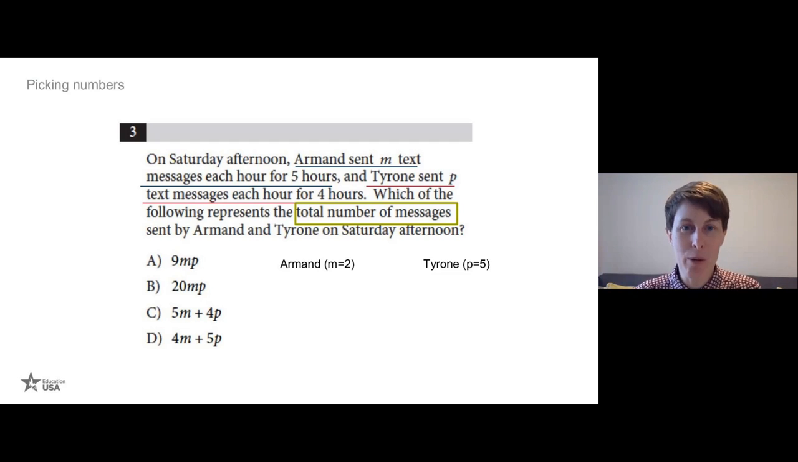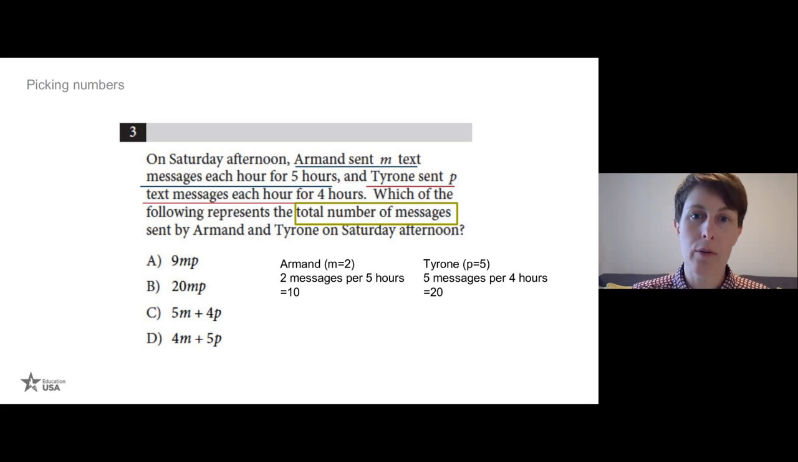So if we decided M equals 2, then when we put it into each of A, B, C, D, M is going to equal 2. We decided P is going to be 5, same thing, right? So these are the values that we decided on. You can pick anything you want, like I said. So then you have to just figure out through the logic of the problem itself.